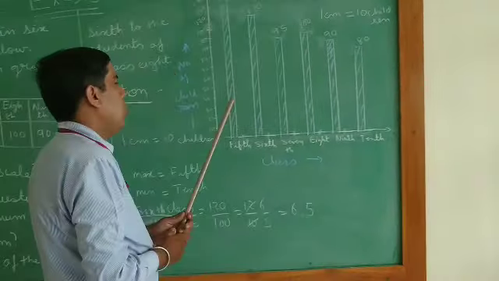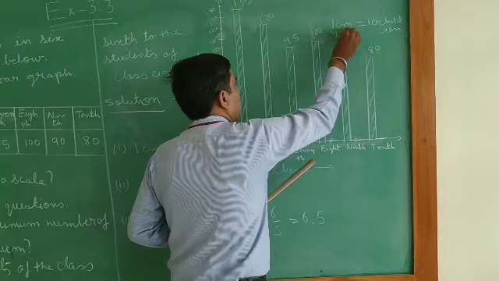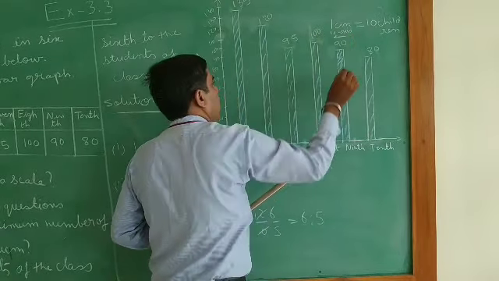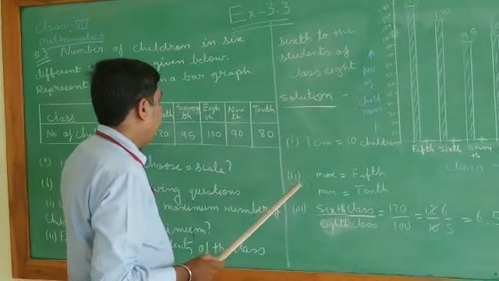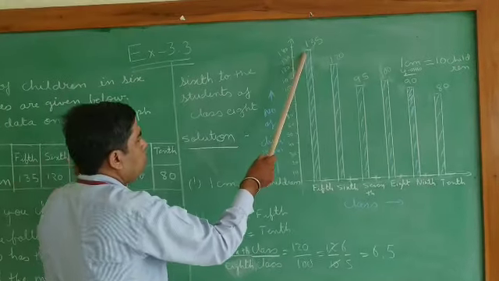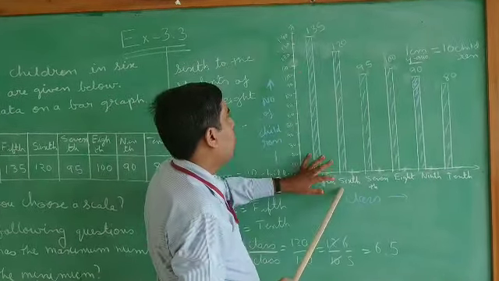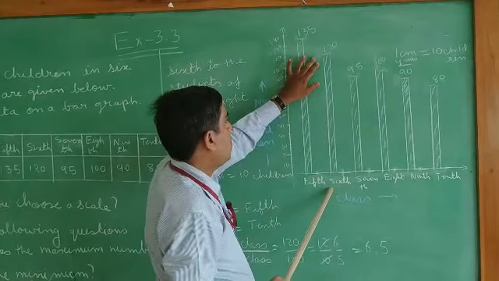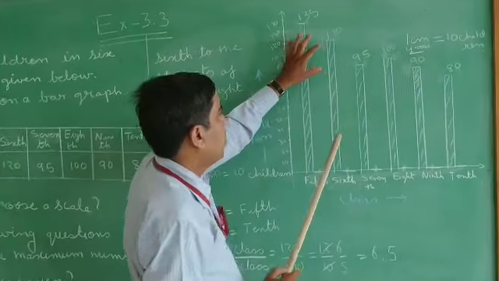Now you can see the number of children is on the y-axis. What is the first one? 5th. In 5th, how many are there? It is 135. So we will take this much long bar, 135. In 6th, how many are there? You can see it is 120. So I will take here 12 partitions.